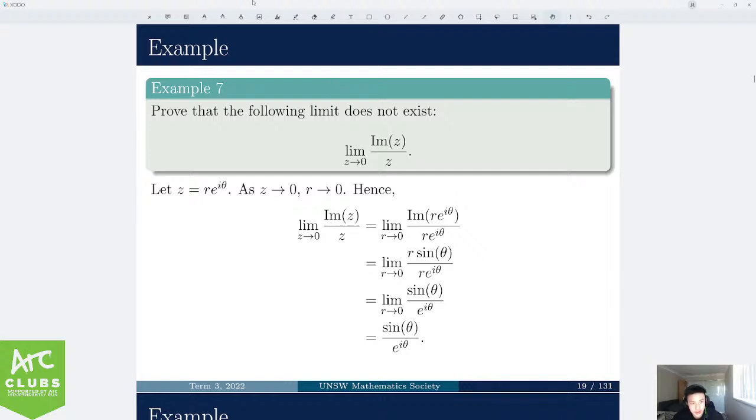Okay, and this final value over here is not a strict number because it depends on theta. So essentially, if we alternate theta, we get different values for the limit, and hence, since we get different values for the limit, the limit does not exist.